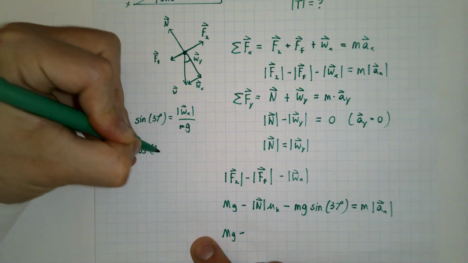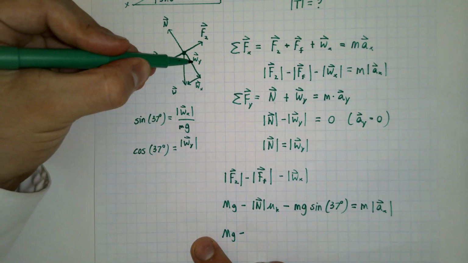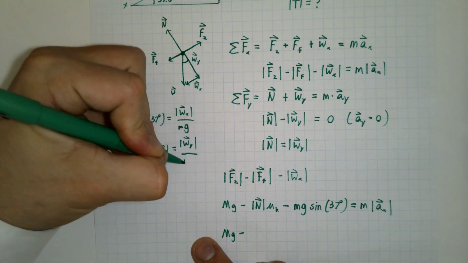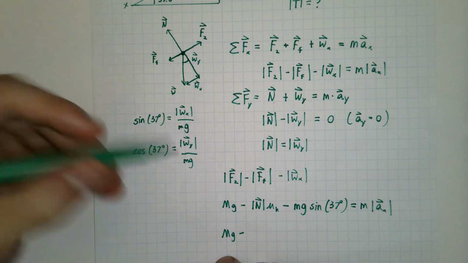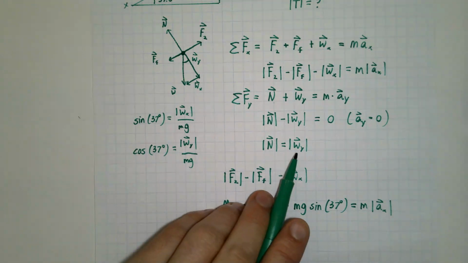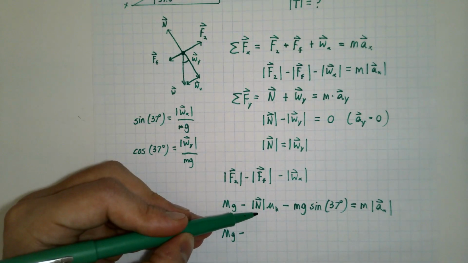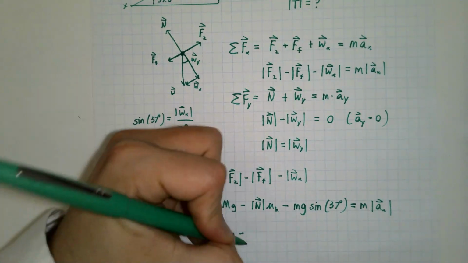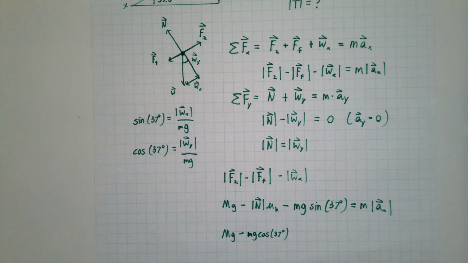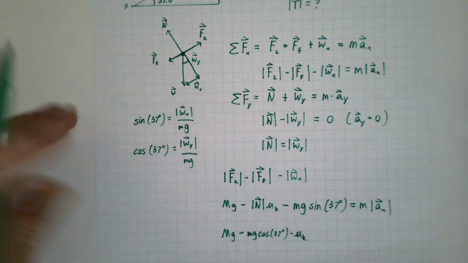Cosine of 37 degrees equals the y component of the weight, because that is the adjacent side. Cosine is adjacent over hypotenuse, again, little m times g. If we solve this, we see mg times cosine of 37 gives us the y component of the weight. We know that the y component of the weight is equal to the normal force. So instead of putting normal force, I can put mg, little m times g, times the cosine of 37 degrees. Still times mu sub k, the coefficient of kinetic friction.